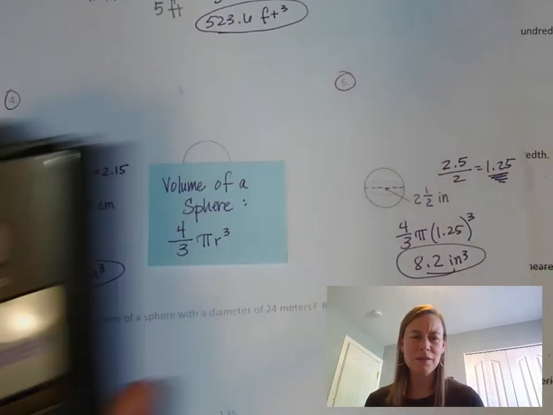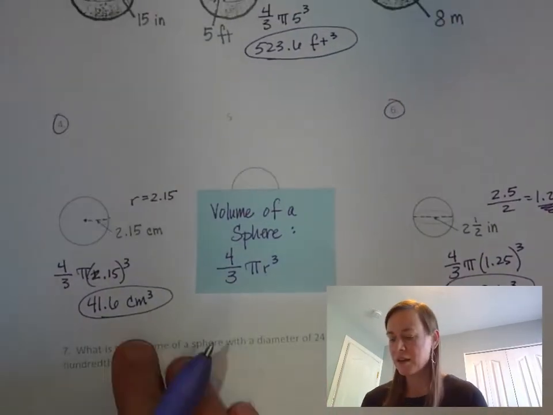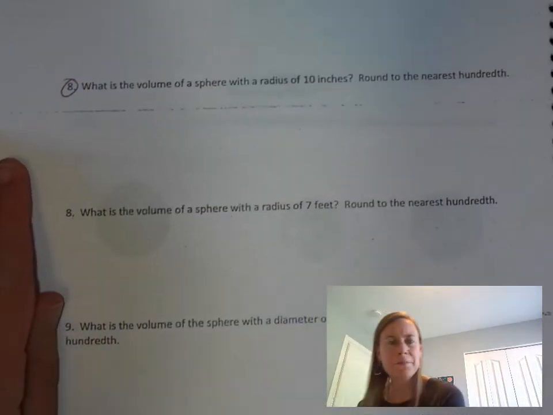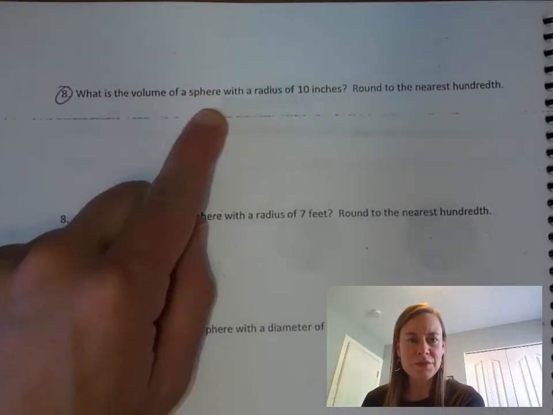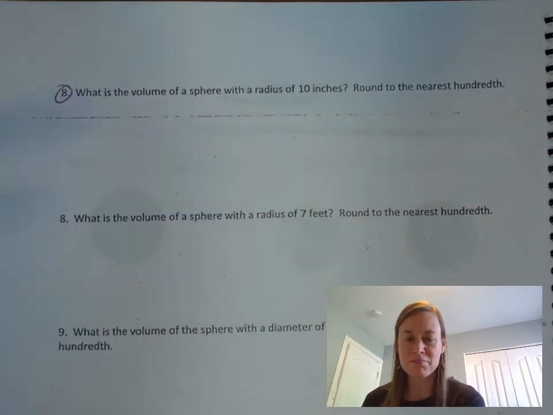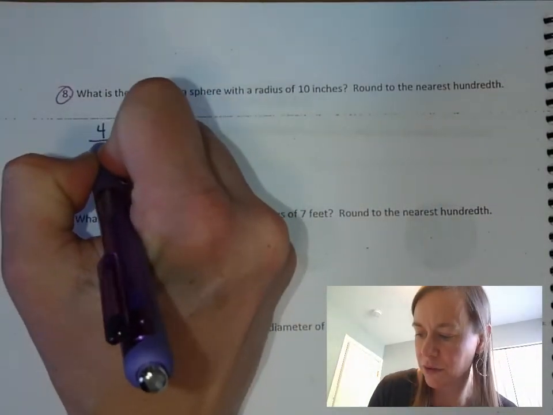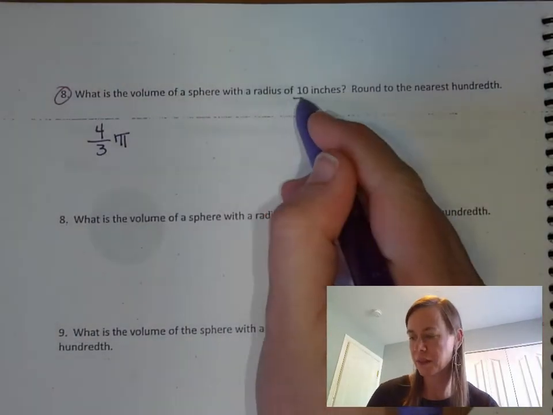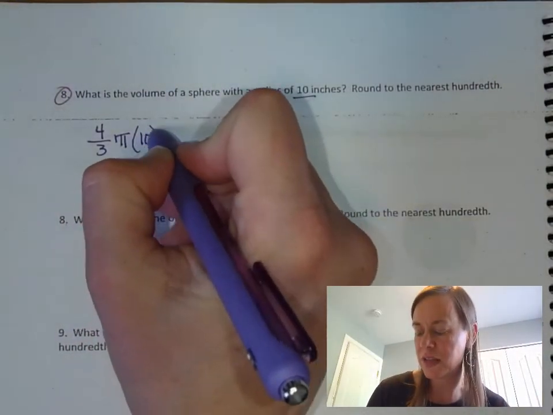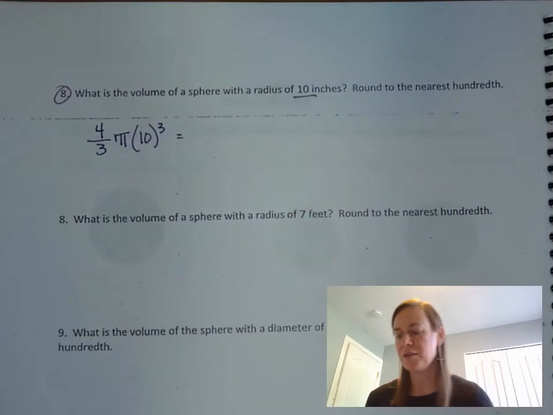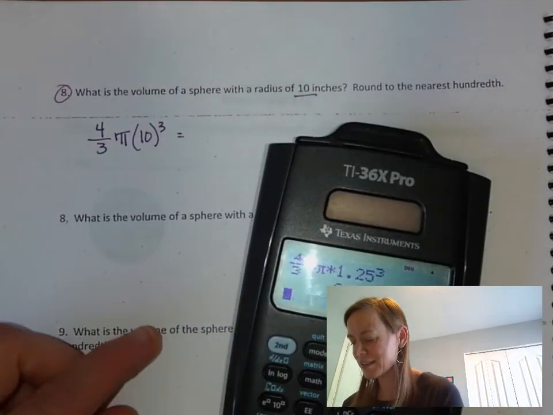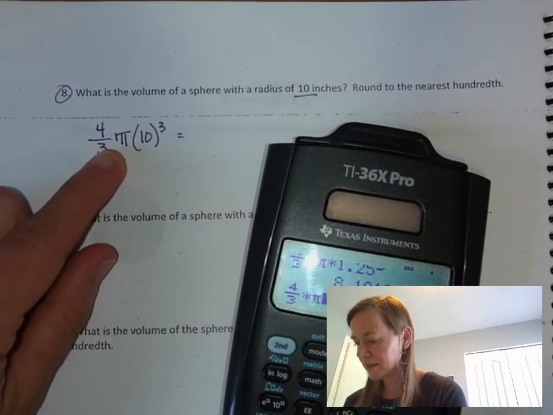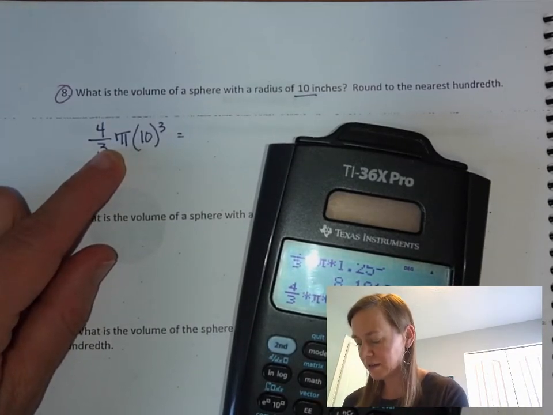Let's look at just a couple of little word problems. Number 7 you're going to do on your own. Let's look at number 8. What is the volume of a sphere with a radius of 10 inches? Okay, so we're going to use our same formula. 4/3 pi. Now, what was the radius again? It was 10 inches. So we'll do 10 cubed. And what does that equal? Let's do 4/3 times pi times 10 cubed.